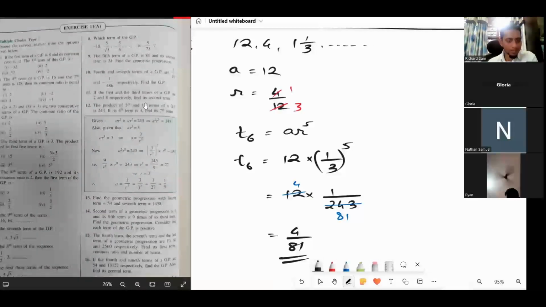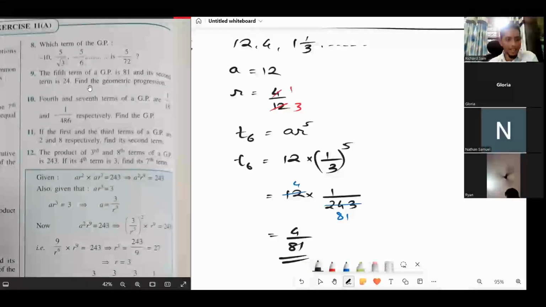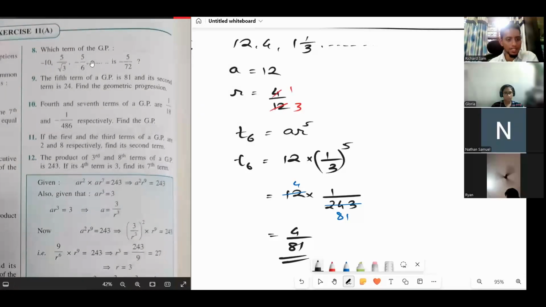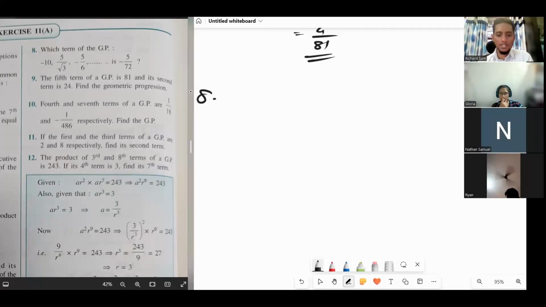Okay, next question. This is your book now. Question number 9. Or let's do 8 first. Look at 8. Let's do 8. Before doing word problems, one question from here. Question 8. Okay, look at the question. What have they asked?